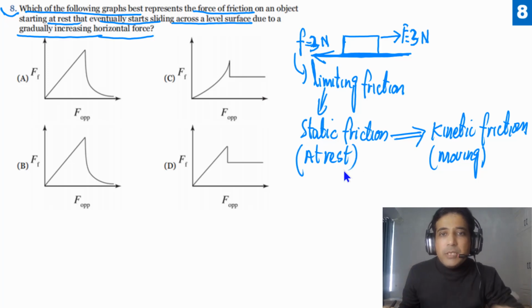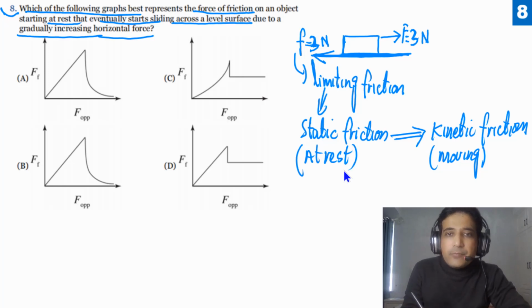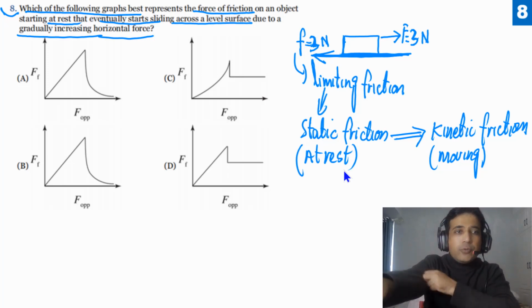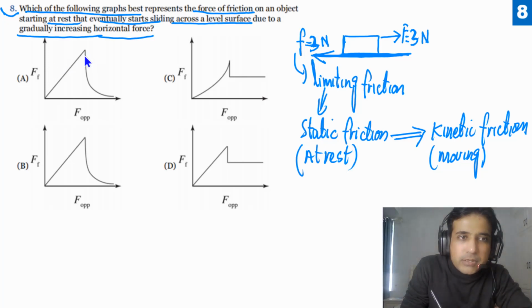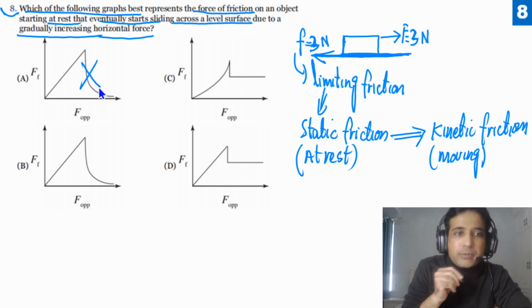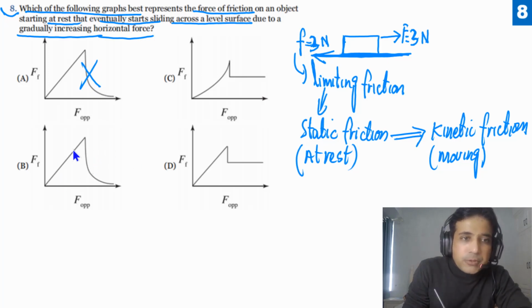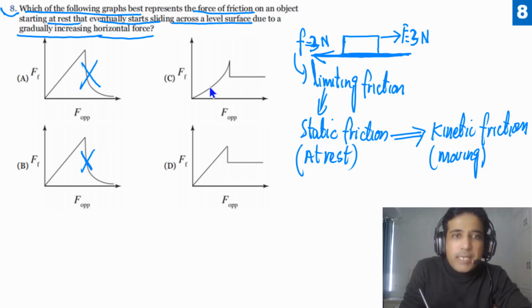Now if you look at option A, this one is not possible because after that kinetic friction has to be constant. So this one is wrong. Option B is also not possible because this one is not constant. And this one is also not possible because it is telling you it is increasing, not linearly. So the answer for this question is D. This is how you can figure out the answer.